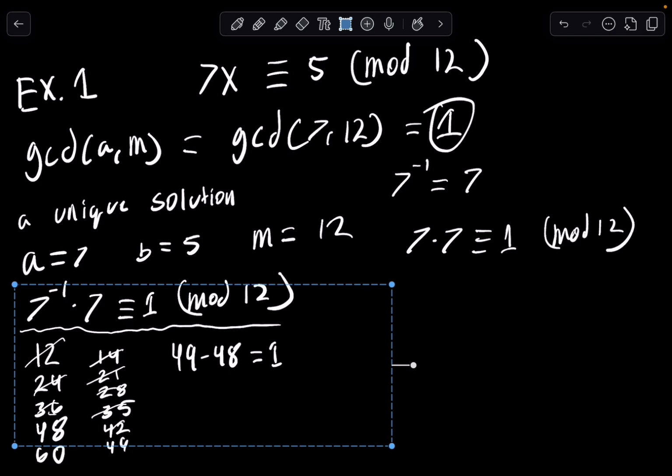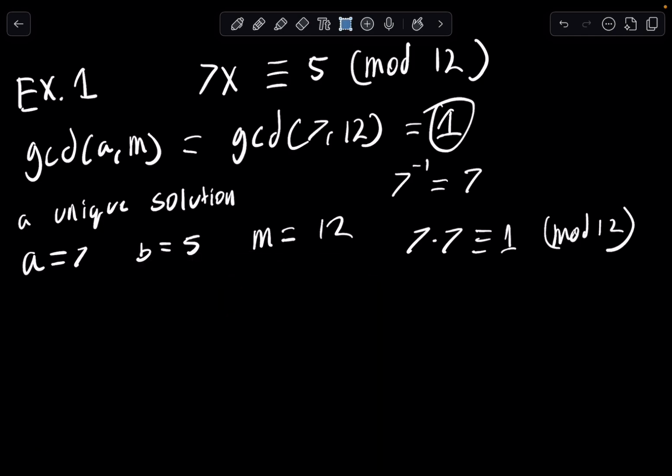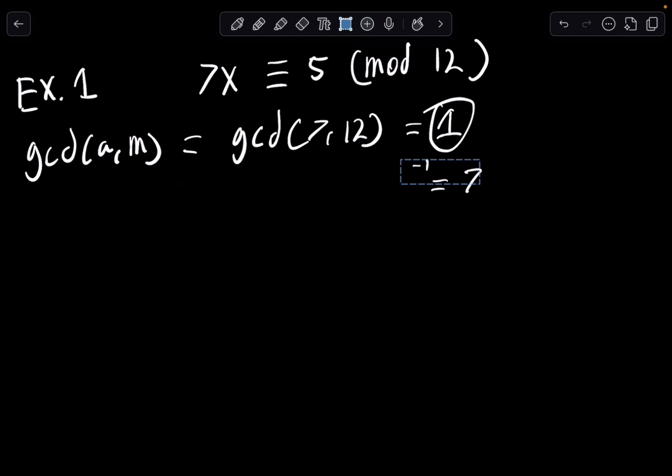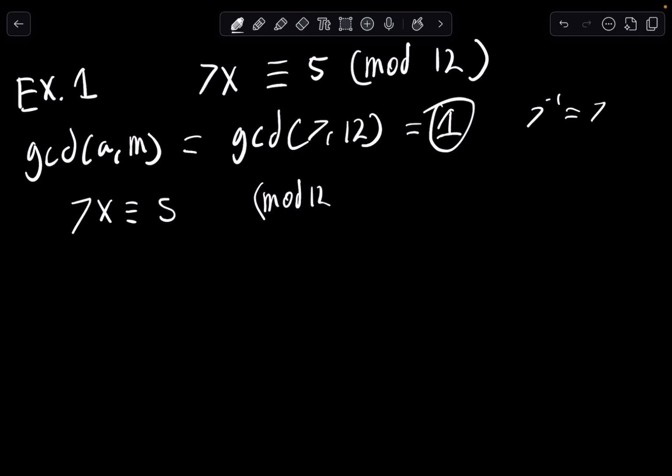Now let's free up some space and look at how we solve this from here. Since we know that 7 is its own modular inverse, we can now look at this equation, right? 7x is congruent to 5 in mod 12. Remember, we can multiply it by the modular inverse on both sides. So this has just become 7 times 7, but remember, this simplifies to 1, so we don't actually need to think of it that way.